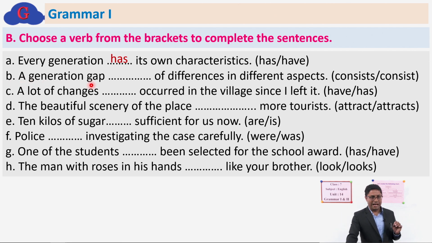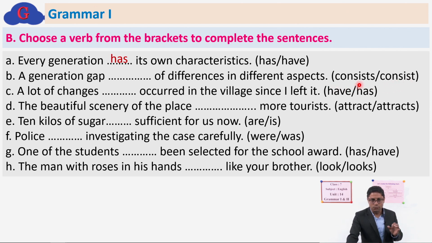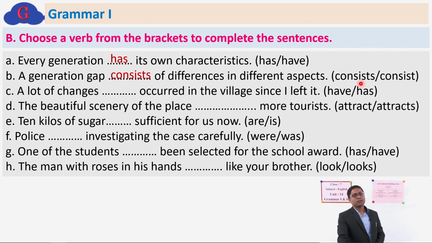A generation gap of differences in different aspects, and we do have "consists" or "consist" in the brackets. Which one is the correct verb here? Can you say? Very good. We need to use "consists", the singular form of the verb, because you see there is "a generation gap". The word "a" means singular, so it is a singular subject. So, "consists".